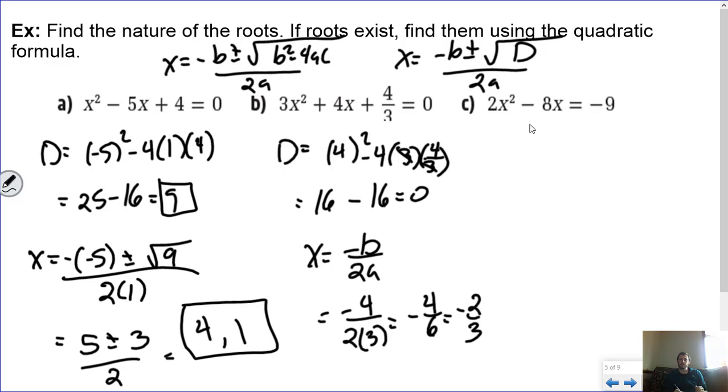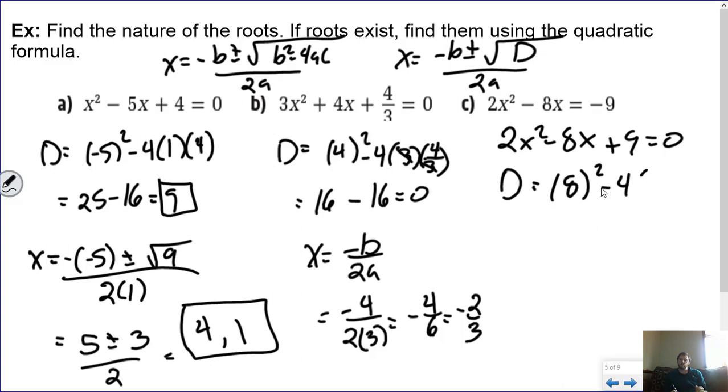And then lastly, so again with these types of questions, make sure that it's equal to 0, so 2x squared minus 8x plus 9 is equal to 0. Then find my discriminant, so it's going to be b squared minus 4ac, which is 64 minus 72, and that is -8.